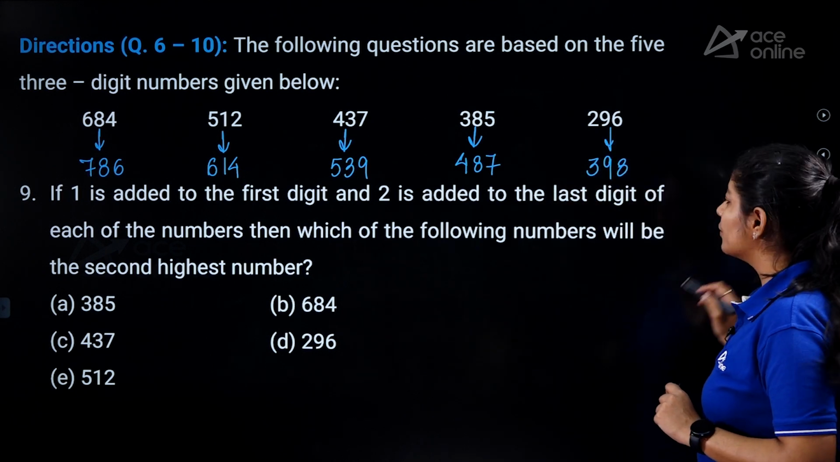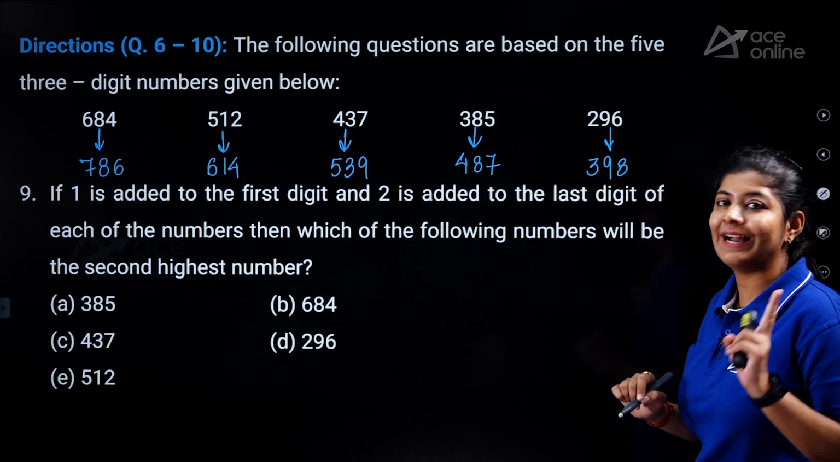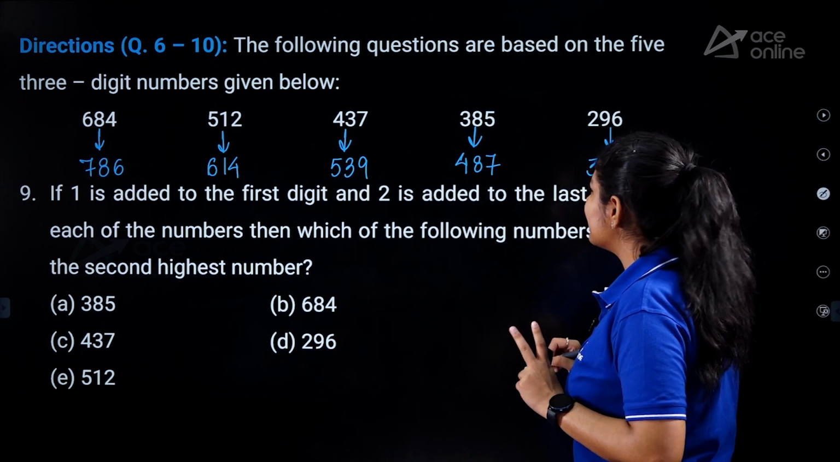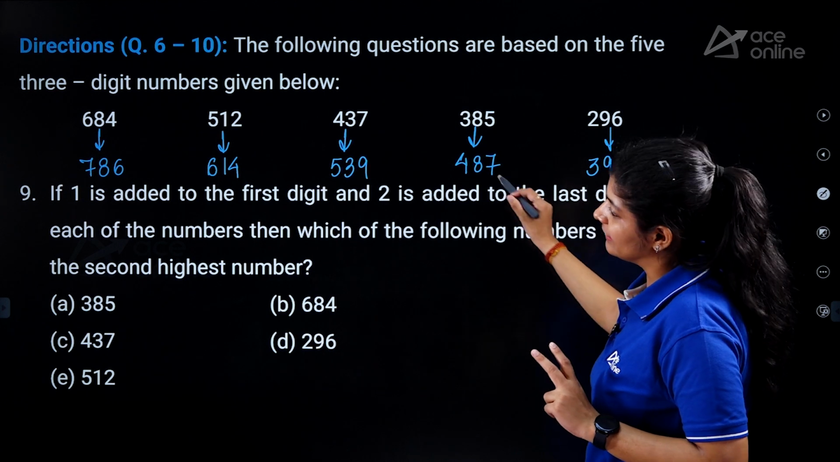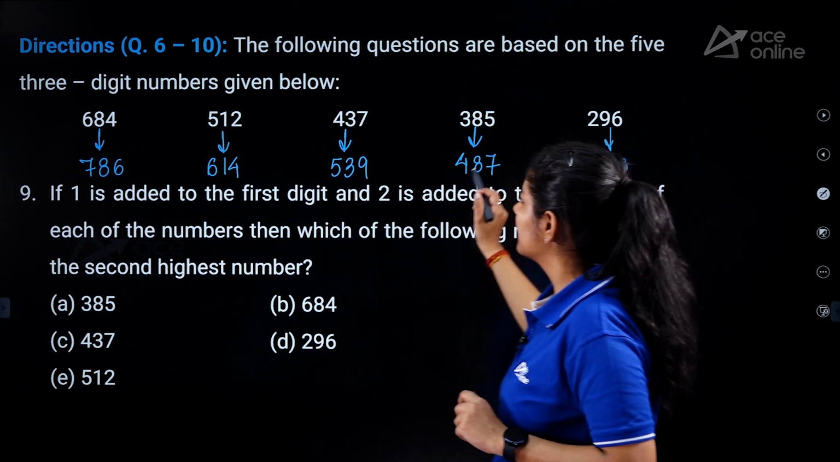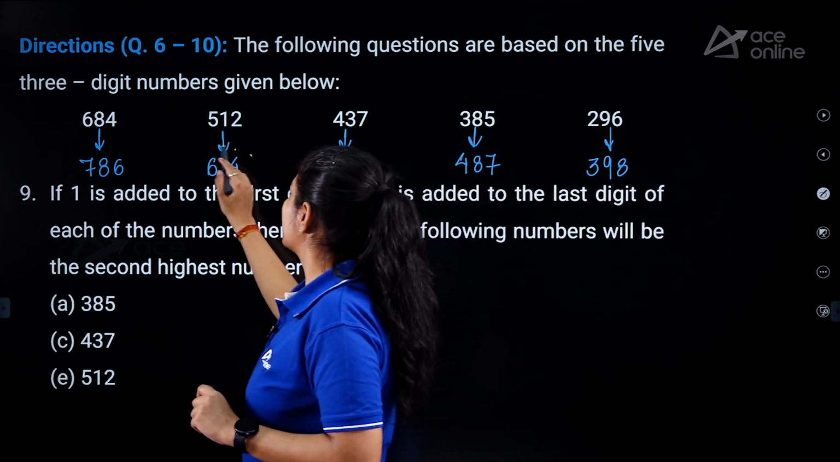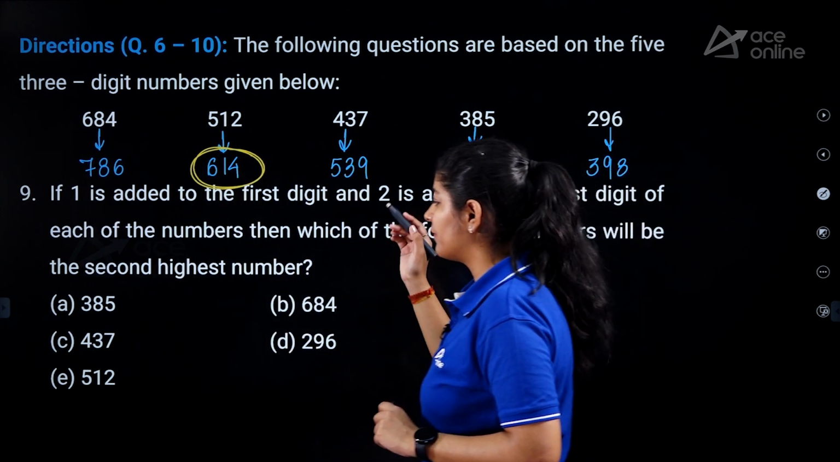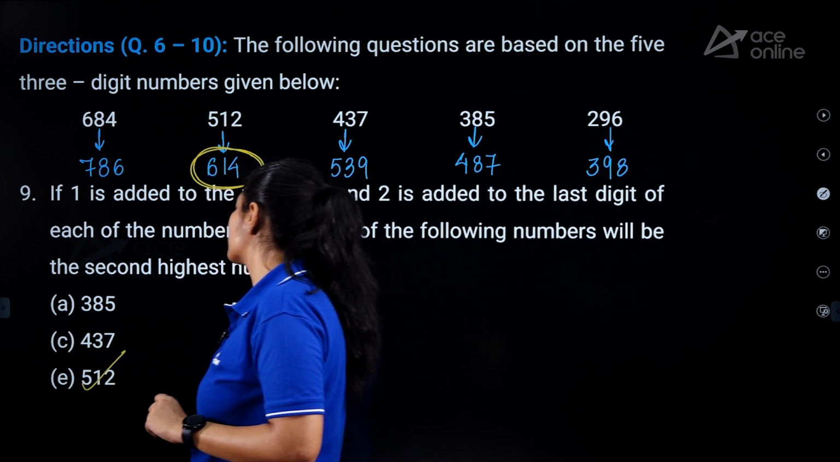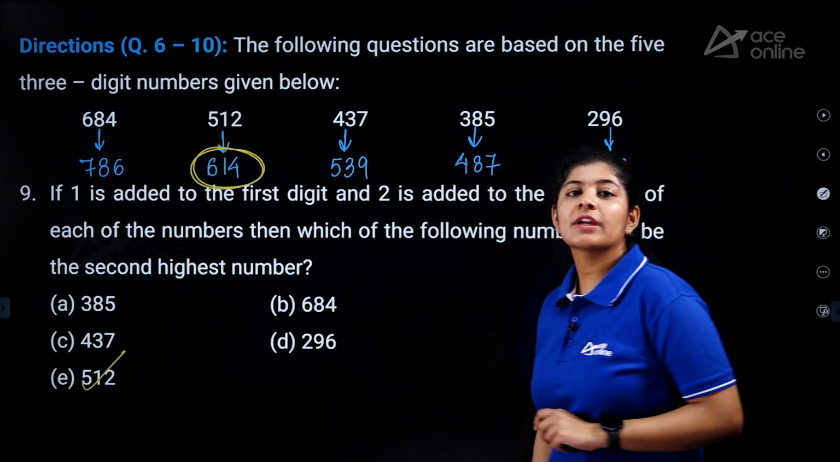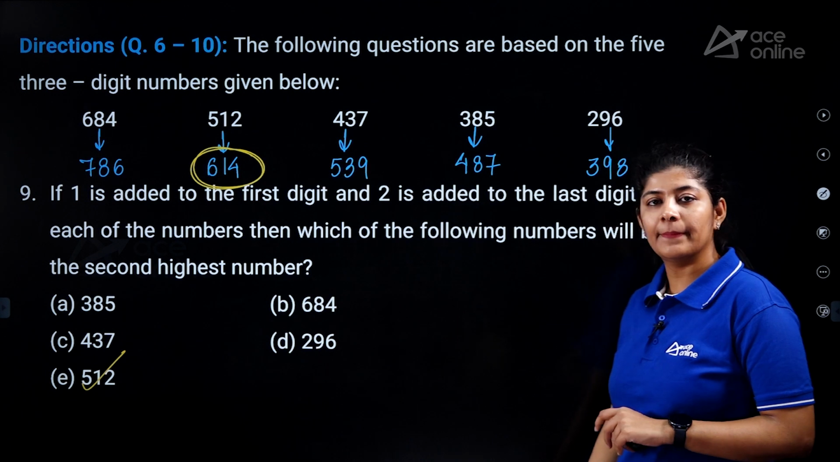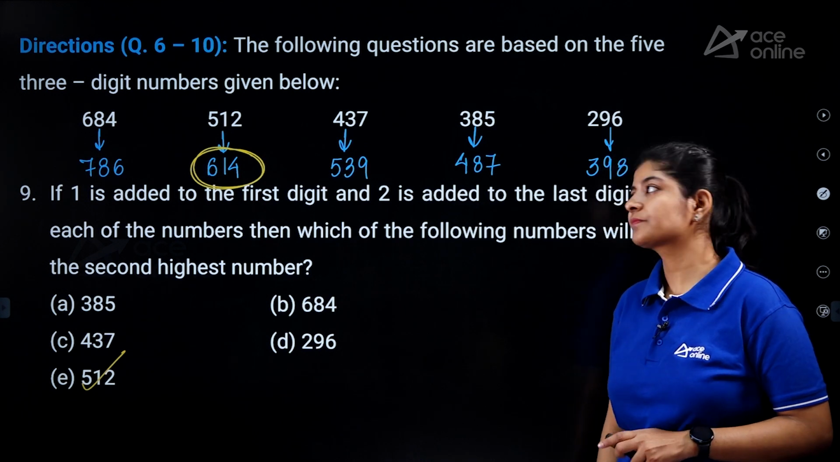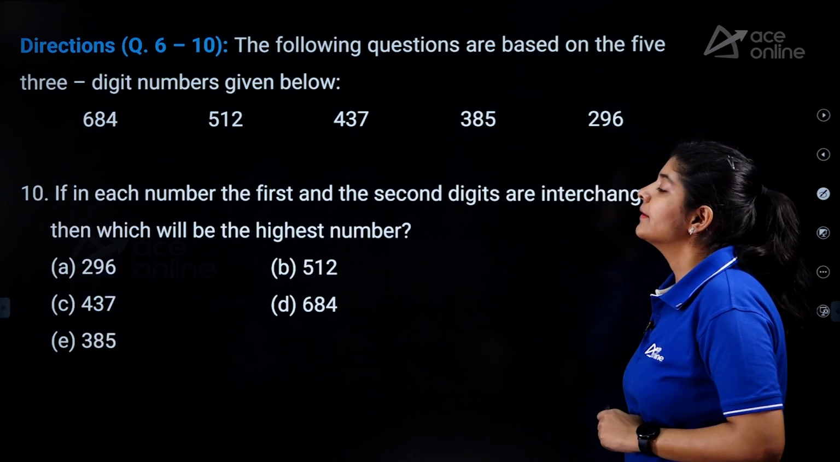Now we need to select the second highest number. If we see that this is the lowest one, this is the second lowest, third lowest, then this one, this number is our second highest number, and this number belongs to 512. So the correct answer over here is your option number E. Is it clear? Okay. Next.